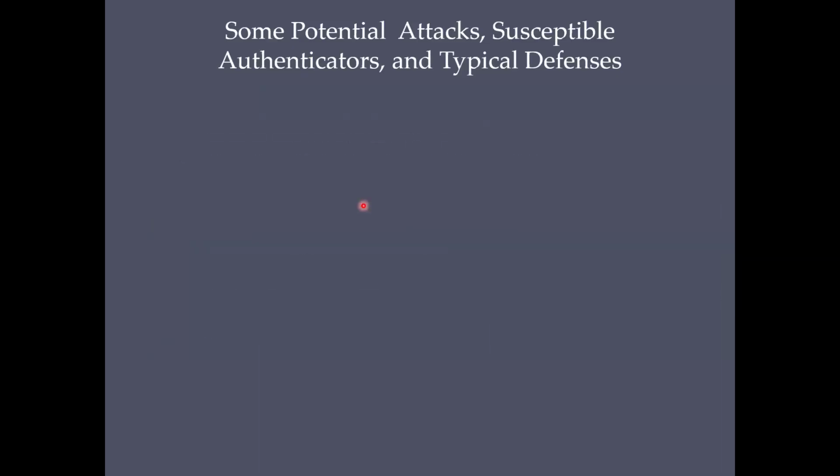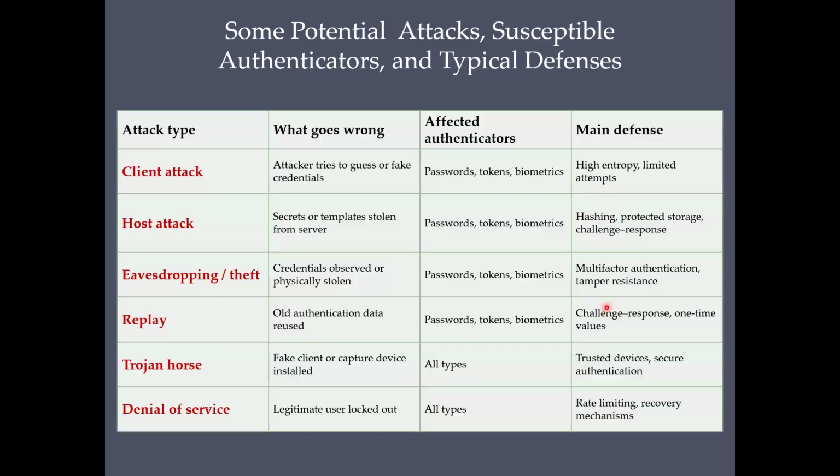So here are some potential attacks on a given table of authenticators, and typical defenses against these attacks. The first attack that we could have is a client attack, where the attacker would try to guess or fake the credentials, and the affected authenticators are passwords, tokens, or biometrics. This is going to have a high entropy. So there are limited attempts. This is how we avoid it. And I think a lot of students mentioned that, which is to limit the number of attempts that an attacker could sign in. The host attack is where a secret or template is stolen from the server.